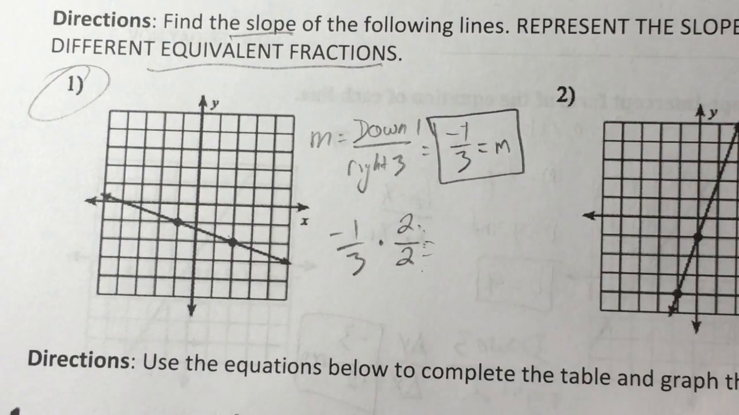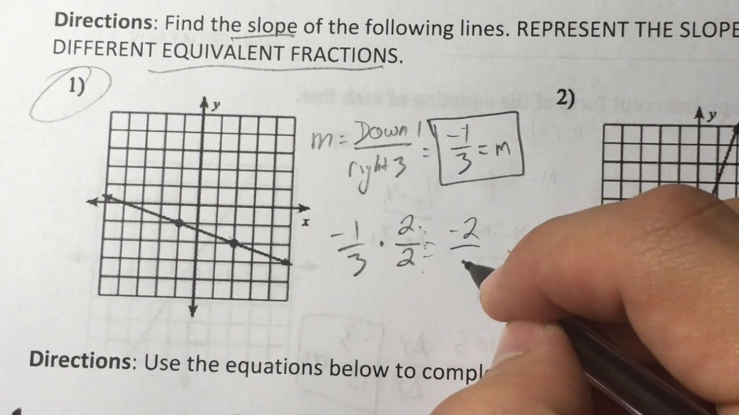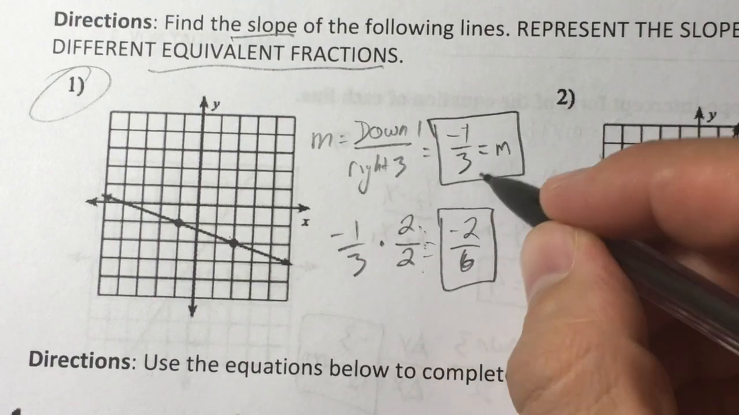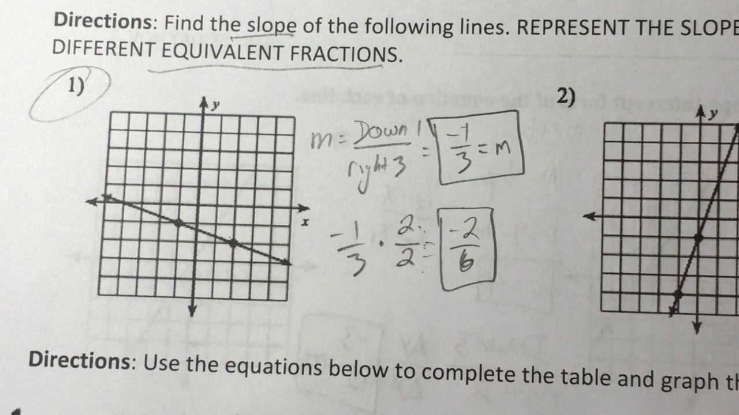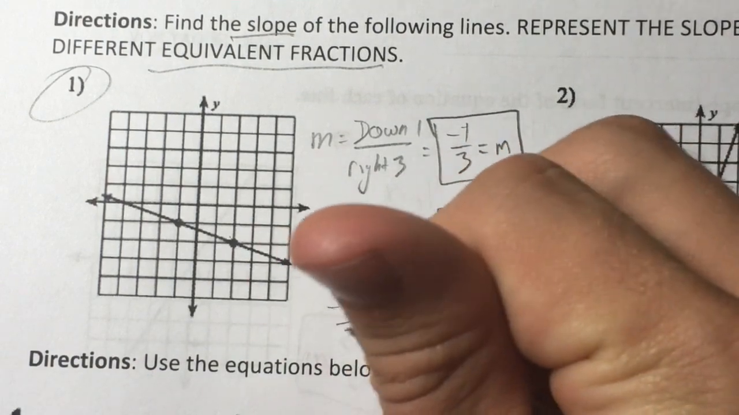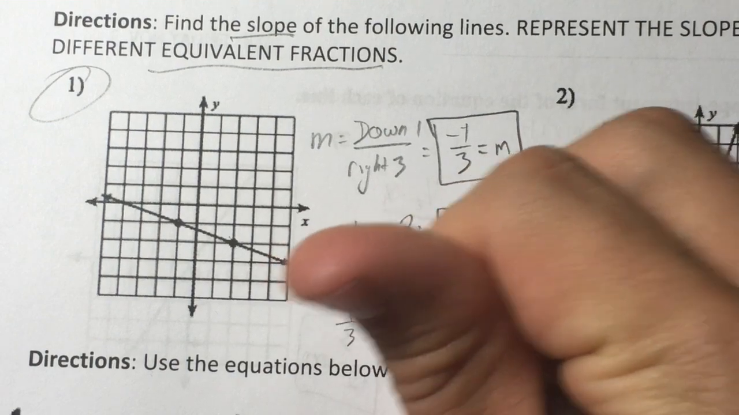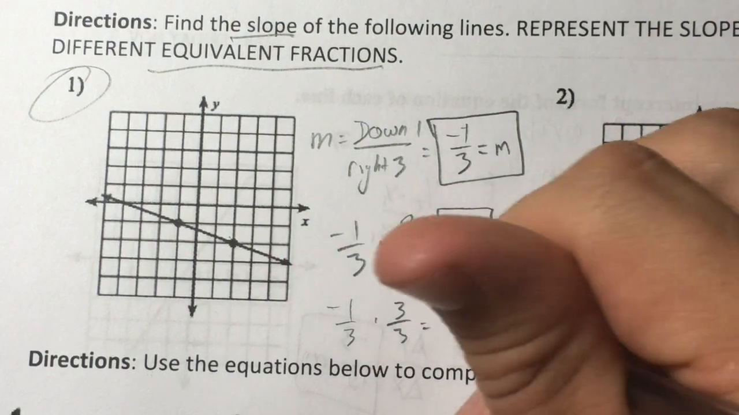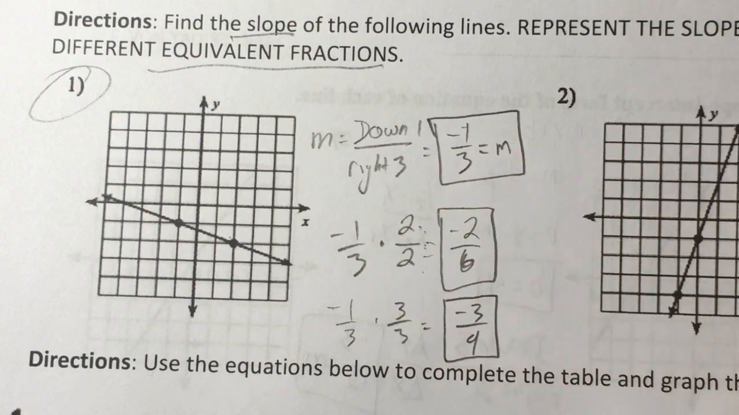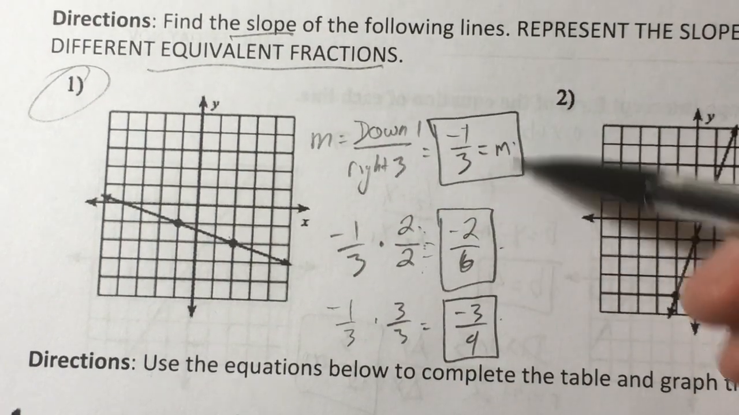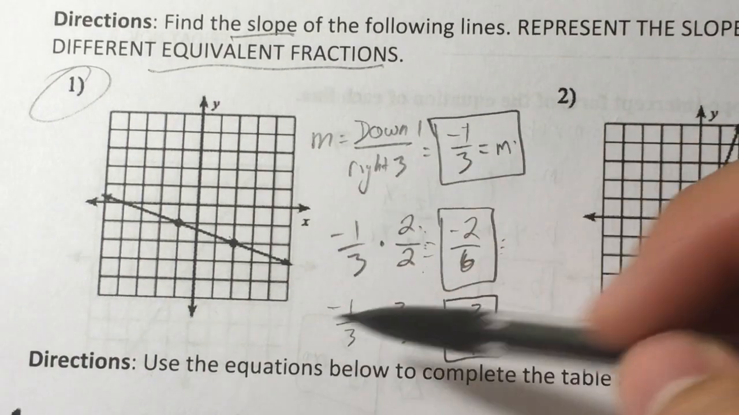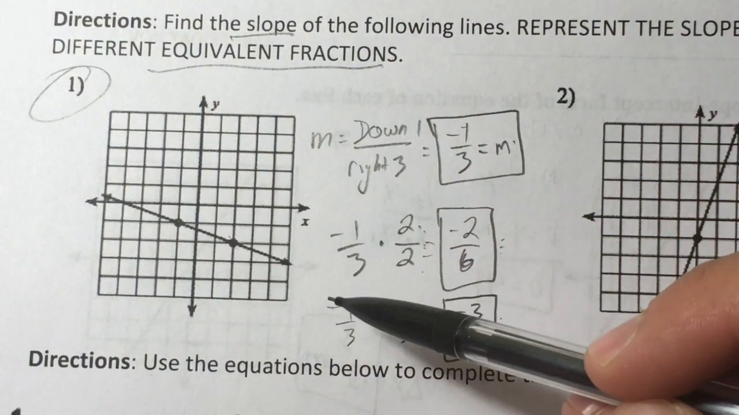So when we multiply by 2/2, we get negative 2/6. So this is our second fraction to represent this slope. And then one more, if we take negative 1/3 and multiply it by 3/3, we would get negative 3/9. You'll notice each of these would simplify to negative 1/3. They each also describe the slope of this line.